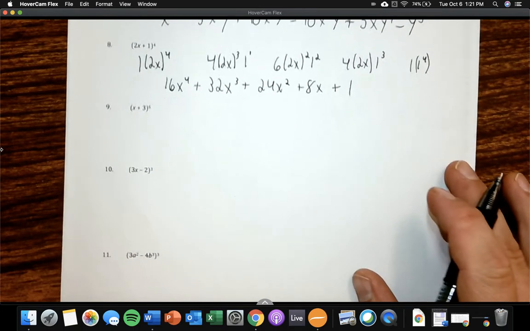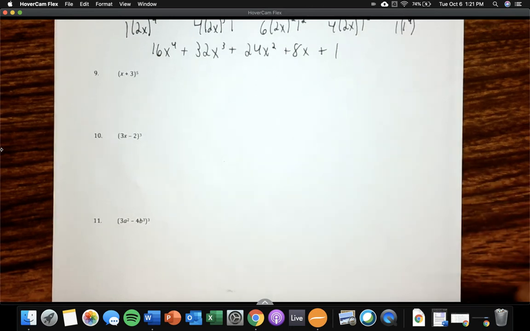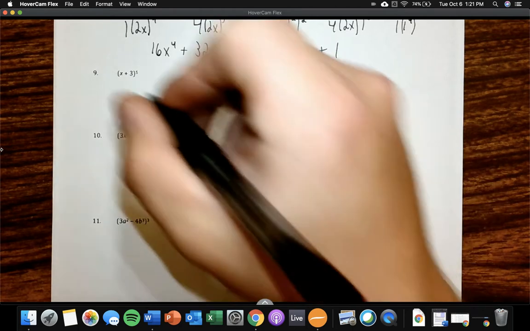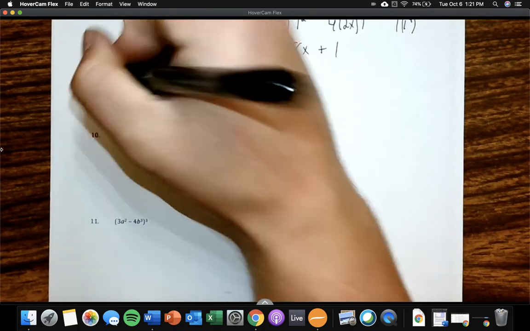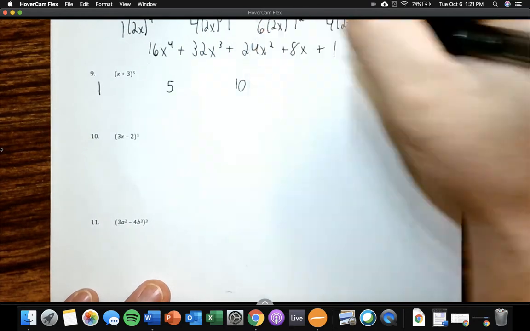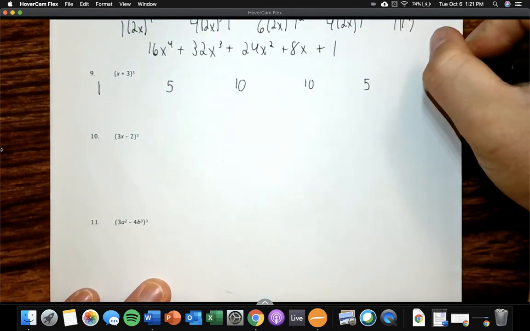All right, so let's keep going. Number 9. We have x plus 3 all raised to the fifth power. We go to the row where we have that a plus b raised to the fifth power. We get that the coefficients are going to be 1, 5, 10, 10, 5, 1.